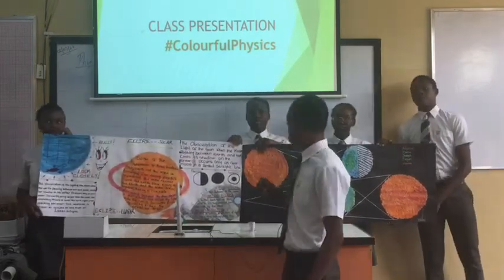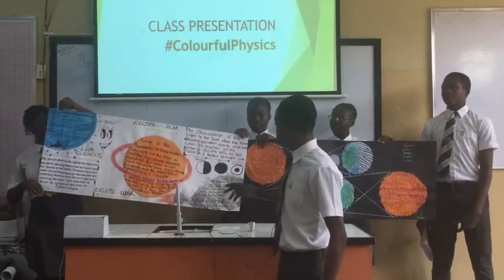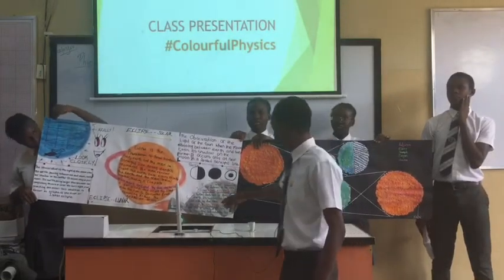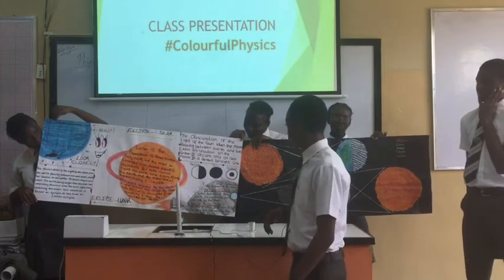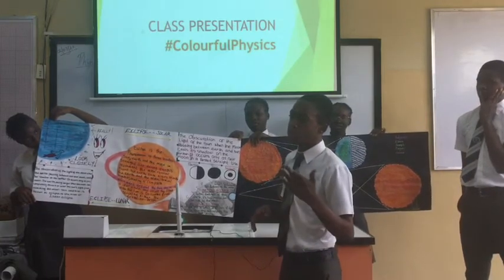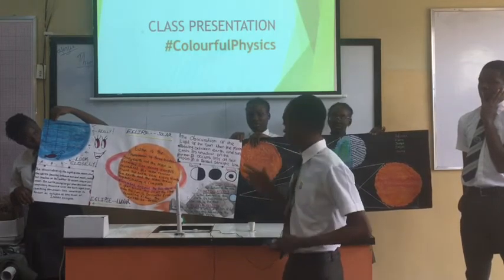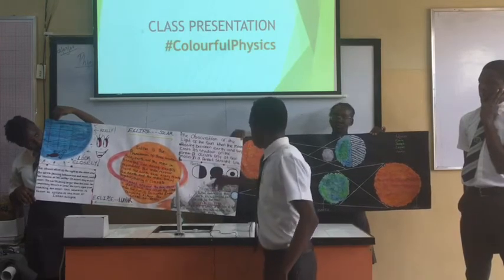I'm going to be talking on types of eclipse. We have total eclipse. This is when there is full darkness of the moon, as you can see right here. And then we have partial eclipse. This is when half of the moon is dark and one side is bright. That's when in the night sky we see a half moon. Example right here. And then annular eclipse.